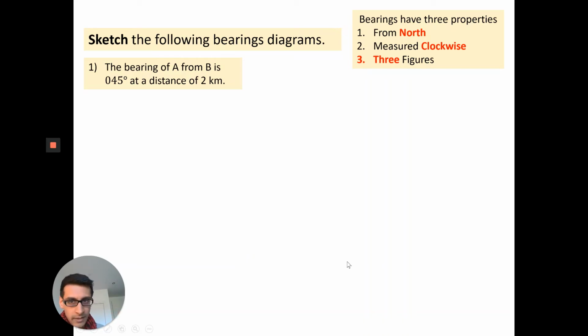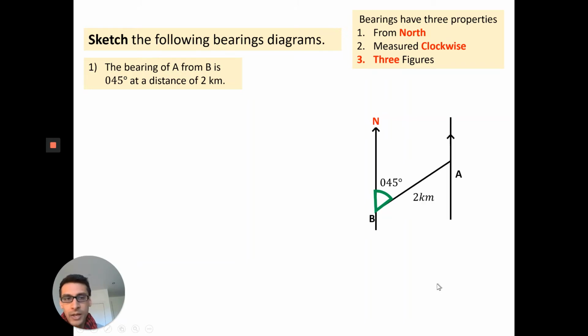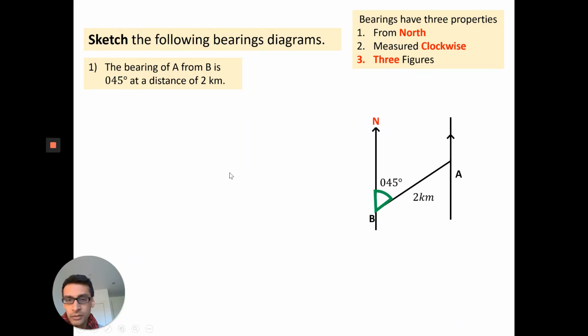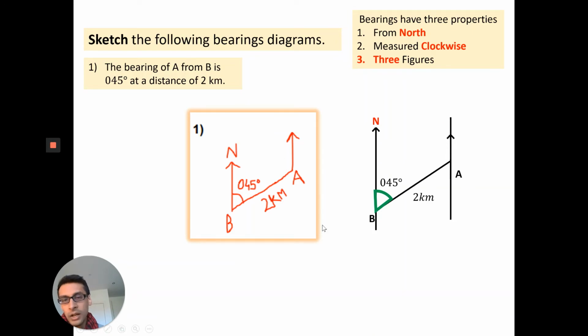So you start from B, you want to go to A, 45 degrees, obviously that's going to be in between 0 and 90, and 2 kilometers, and then there's your A. Now, it said sketch, so I'm expecting to see something like this in your book. You don't have to use a ruler, it's just a rough sketch.